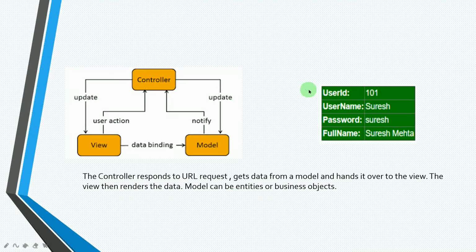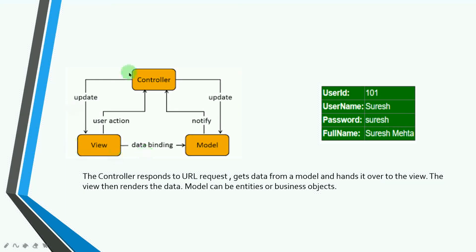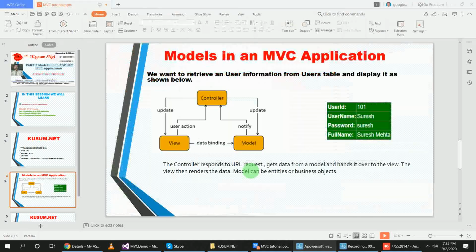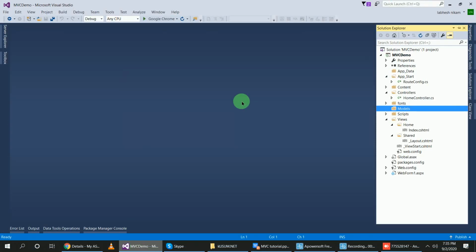I will today run a program to display this information using view model. So this is my diagram of how the data is passed from controller to view and view to model. Now I will start my application to show how to use the model class.